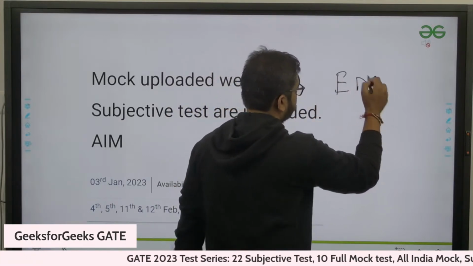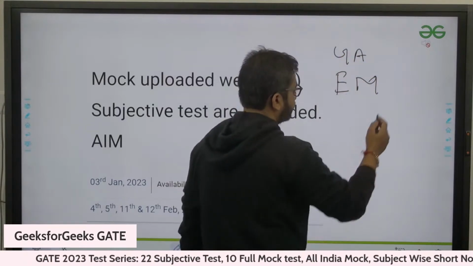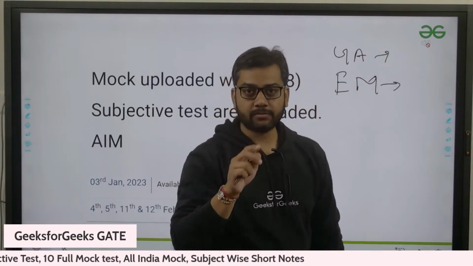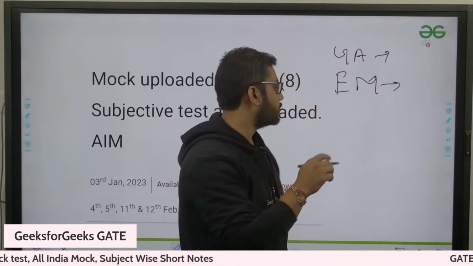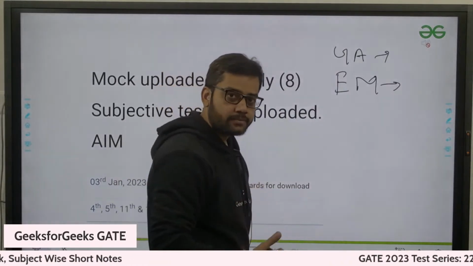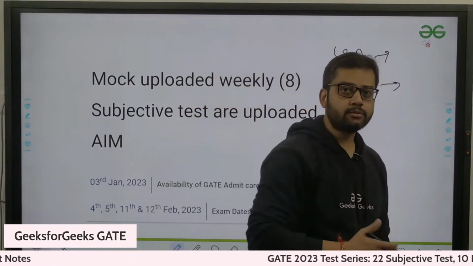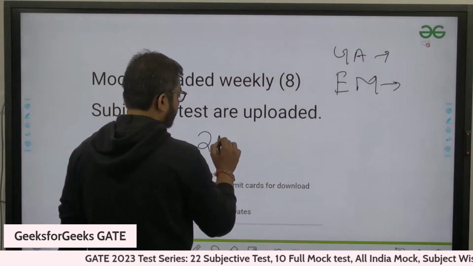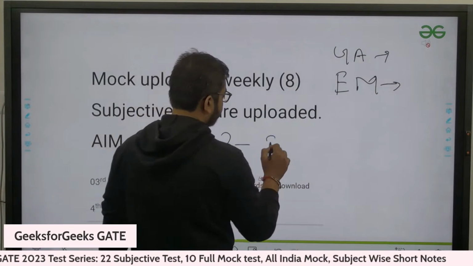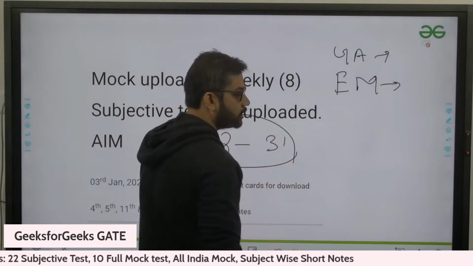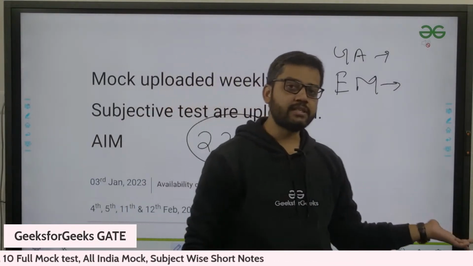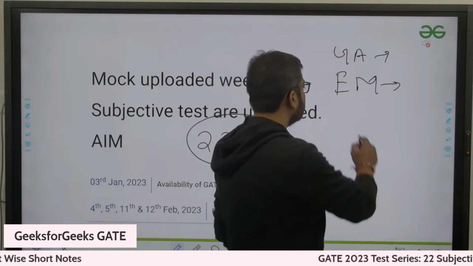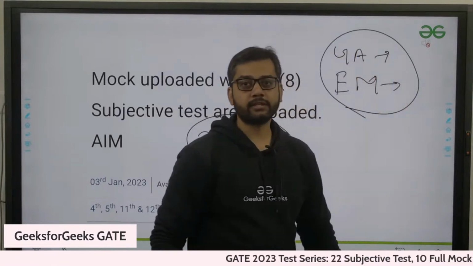See, the engineering mathematics and GA. Those students who have already given the examination will understand this. I'm speaking about 2010 to 2022, 12 years. In 12 years the general cutoff marks is between 22 to 31 maximum. Last year the CS cutoff was like 28 or 29. So if you attempt only these two sections, you will clear the cutoff.